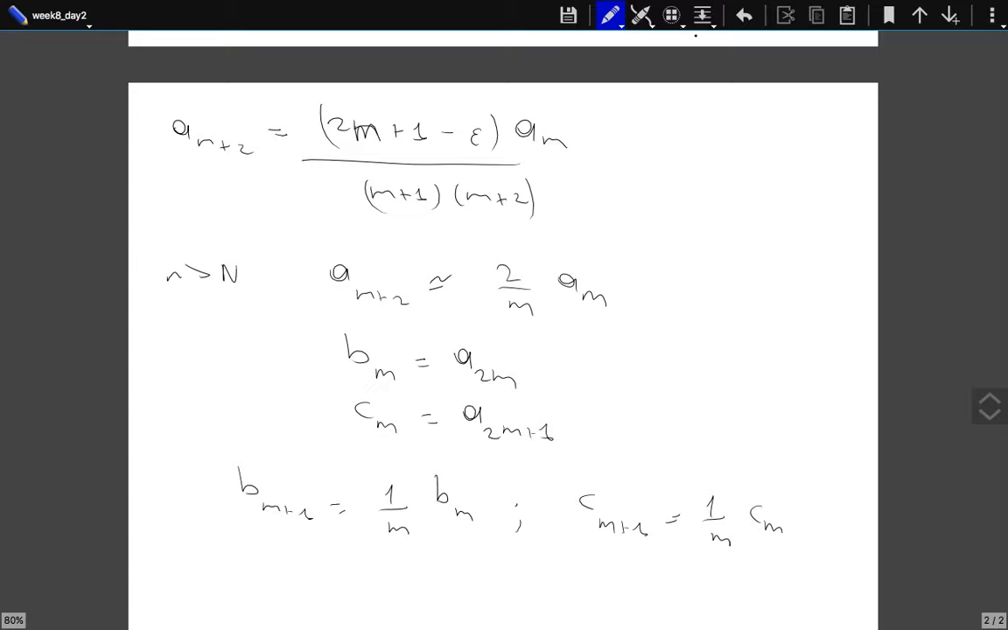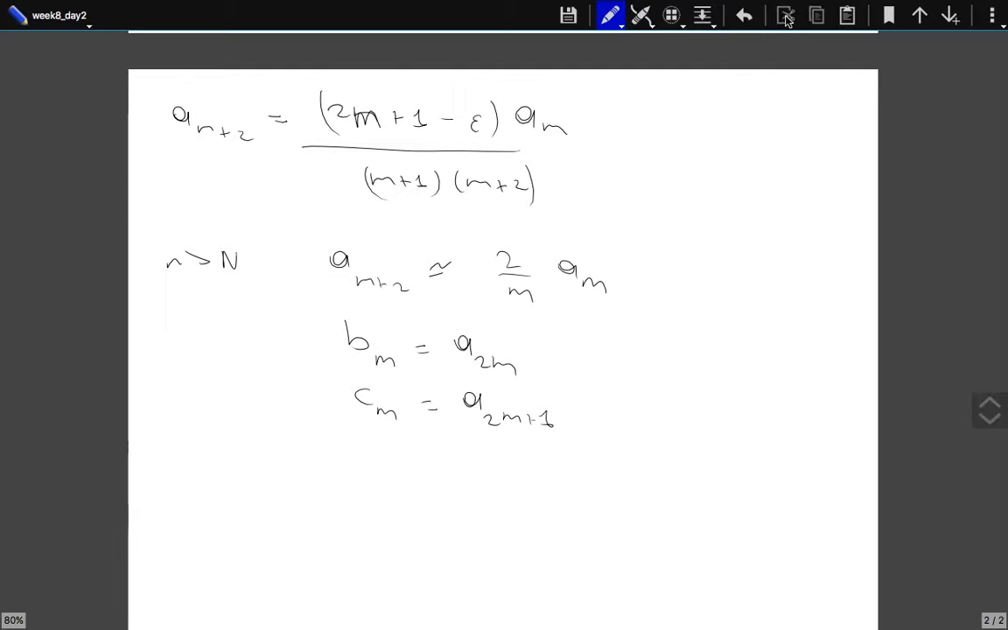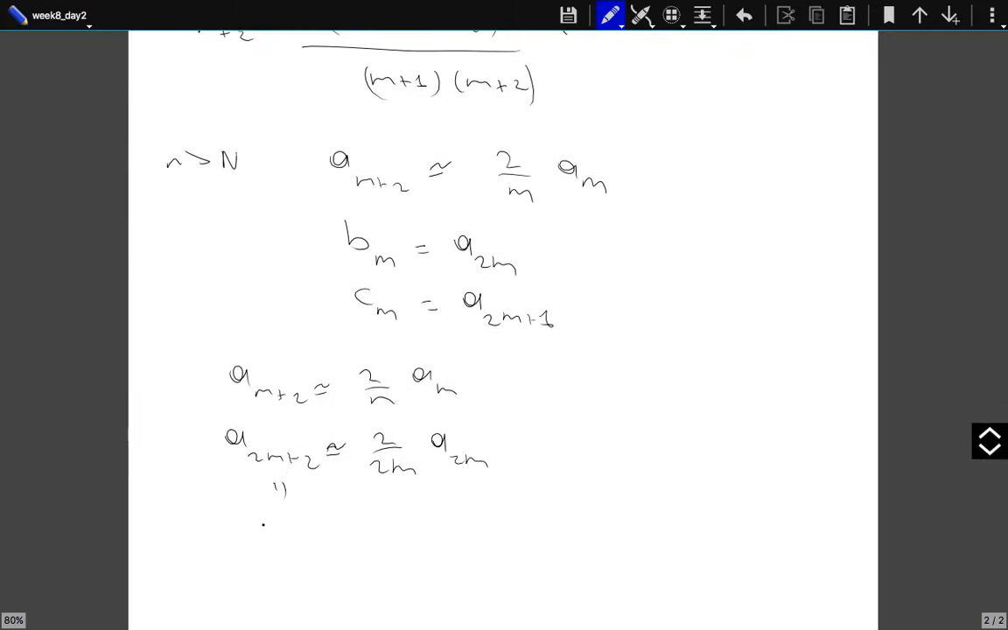No? Okay. Let me not jump steps. So I know that a_{m+2} is 2 over m a_m. Instead of m, let me just put 2m. So a_{2m+2} is approximately 2 over 2m a_{2m}. Well, the left-hand side is nothing but b_{m+1}. The right-hand side is b_m.